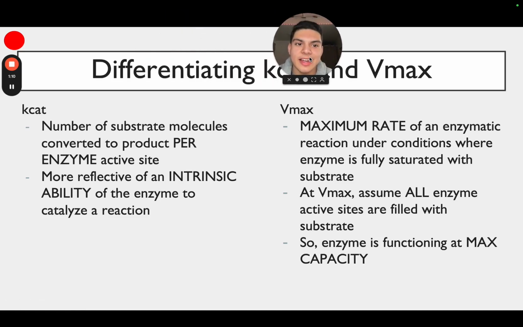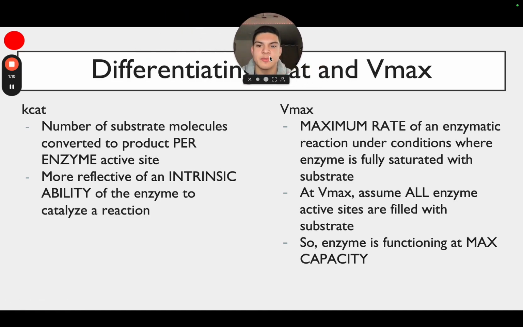So, differentiating Kcat and Vmax. This is the subtle distinction between the two, because I'm sure that you guys have questions about it. Kcat is essentially the number of substrate molecules converted to product per enzyme active site. In simple terms, this is more a reflection of the intrinsic ability of the enzyme to catalyze a reaction. Think of it as, let's say we only have one, or say we have 10, enzymes. We don't care that it has 10, so long as we're looking at the single enzyme itself and seeing how fast it converts substrate into product. That's all we're focused on with Kcat, the turnover number.